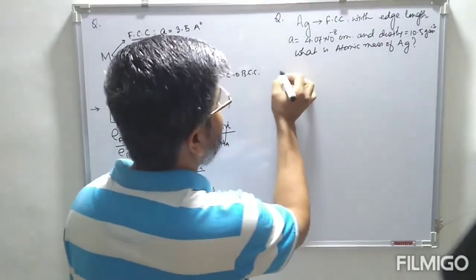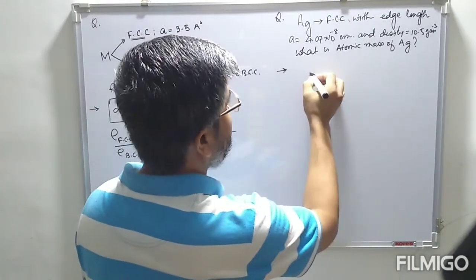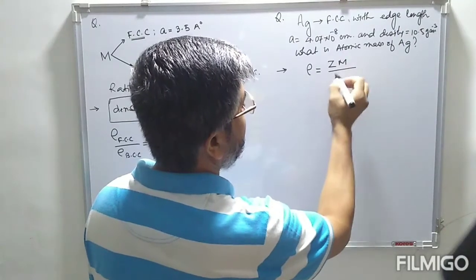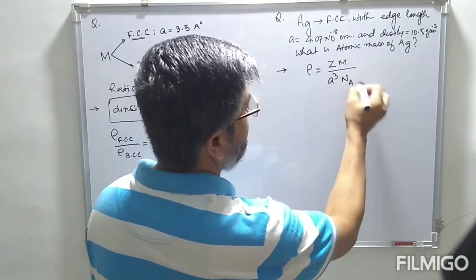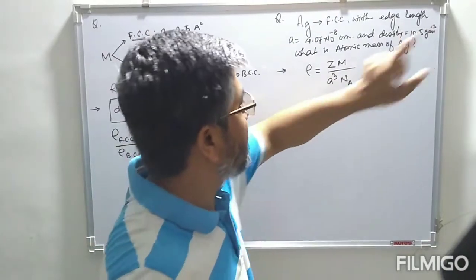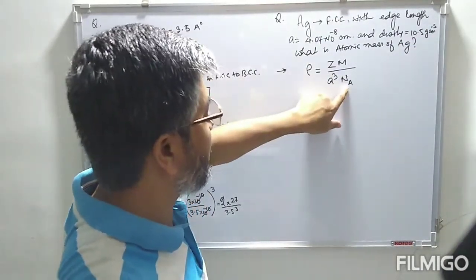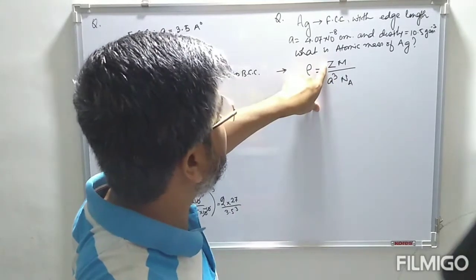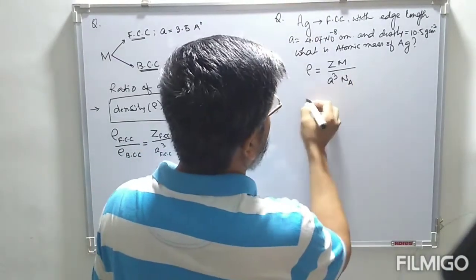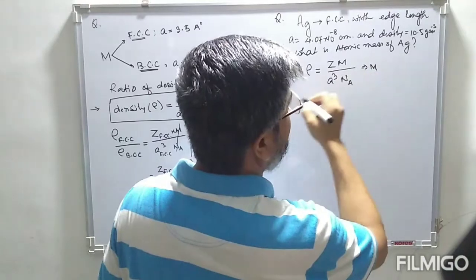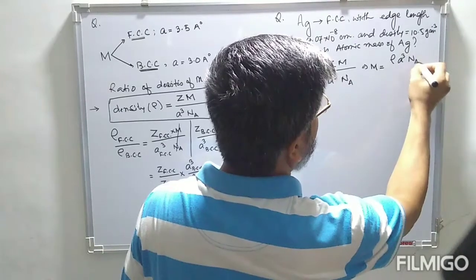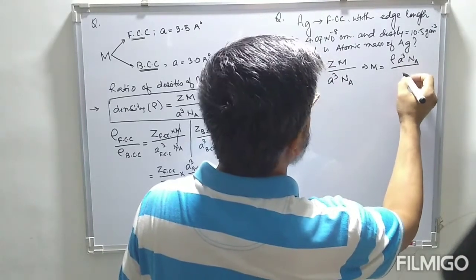So we have the density. So density rho is equal to Z M divided by A cube into Avogadro number. If you look at this equation of density, density is given, edge length is given, Avogadro number is a constant, Z is fixed for this FCC lattice. So what is unknown is M. Therefore this molecular mass or the atomic mass of silver is density into A cube into Avogadro number divided by Z.